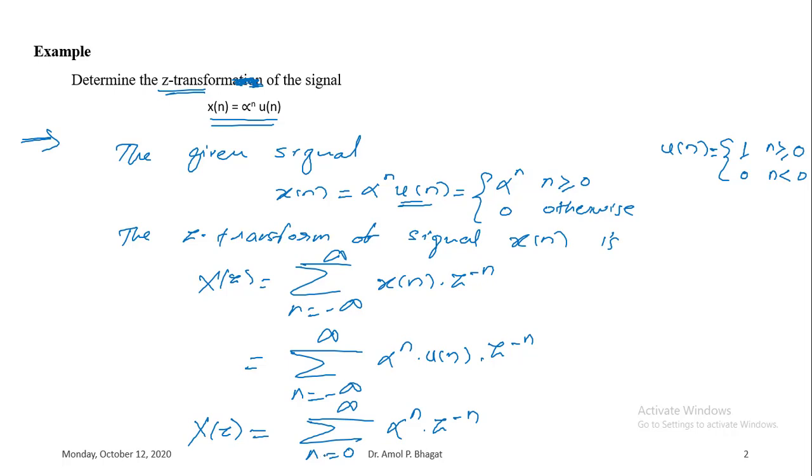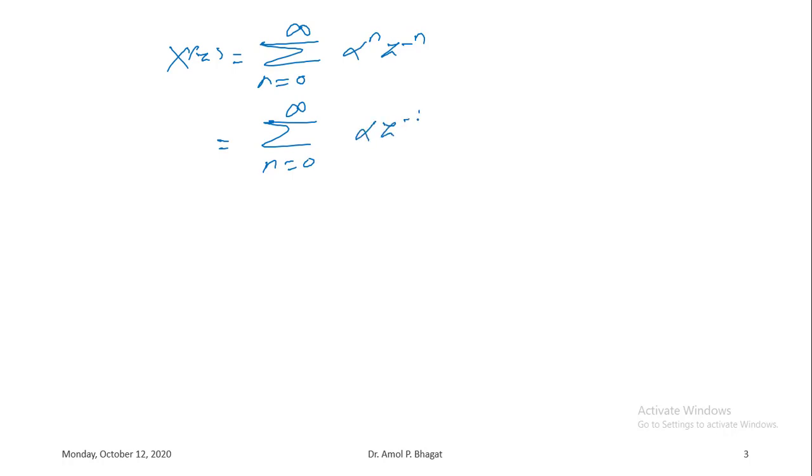Okay, so I'll rewrite this equation. X of z is equal to summation n is equal to 0 to infinity alpha to the power n z to the power minus n. Again you can rewrite it as summation n is equal to 0 to infinity, taking n common, alpha z inverse raised to the power n. In the previous session we have seen an infinite geometric series, 1 plus a plus a square and so on. This can be written as 1 upon 1 minus a, provided that mod a is less than 1.